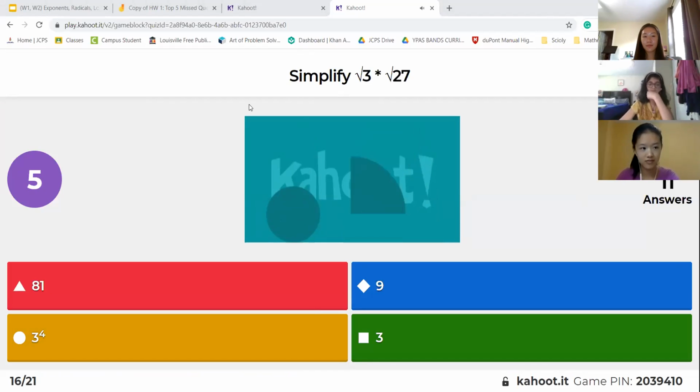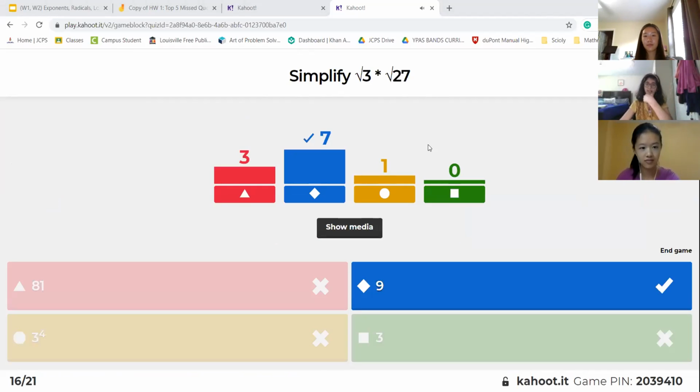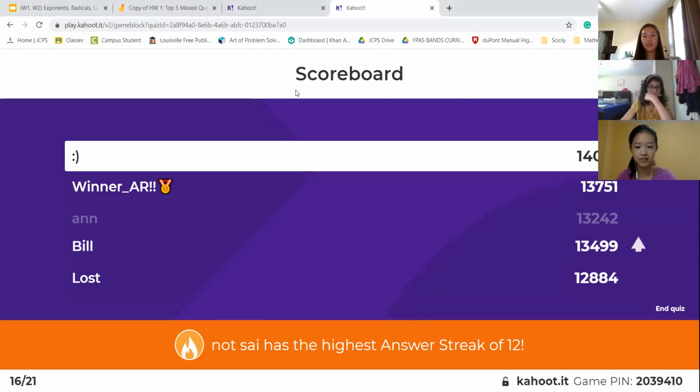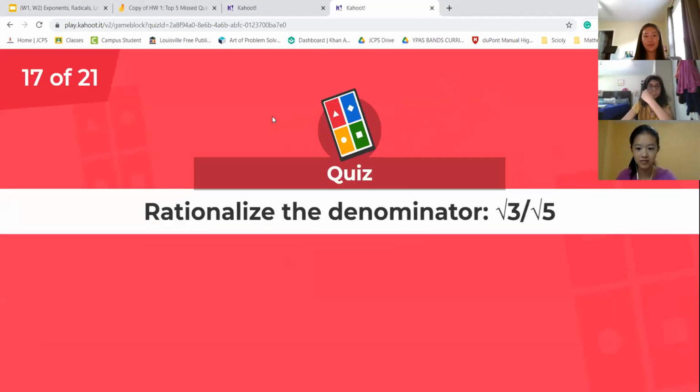This was a little hard. So this one, I can just multiply the numbers under my radical. So this equals radical 81. And the square root of 81 is 9. Oh, answer streak of 12. That's really good. Are you not Sai? No?